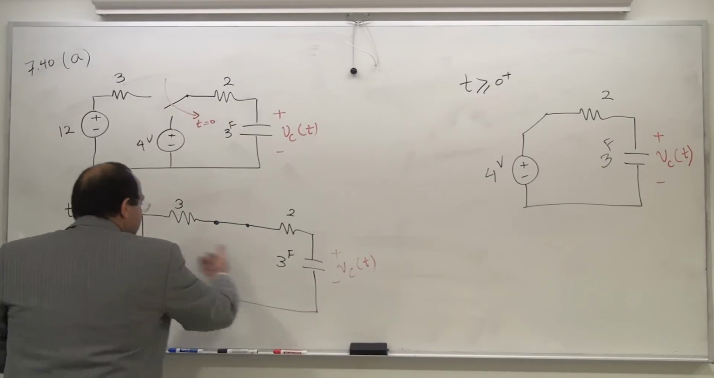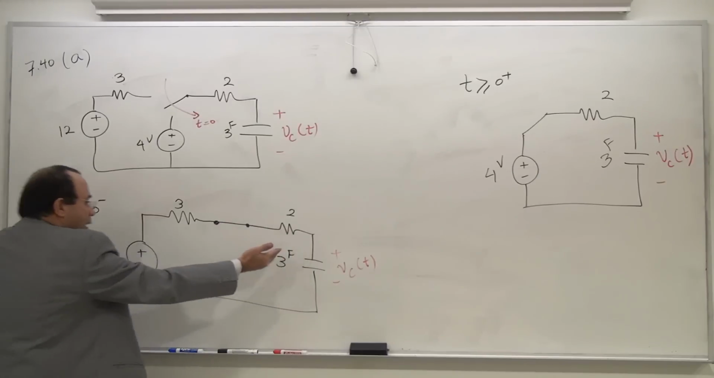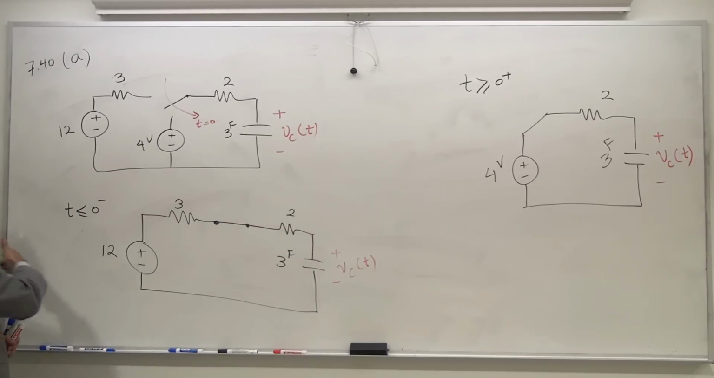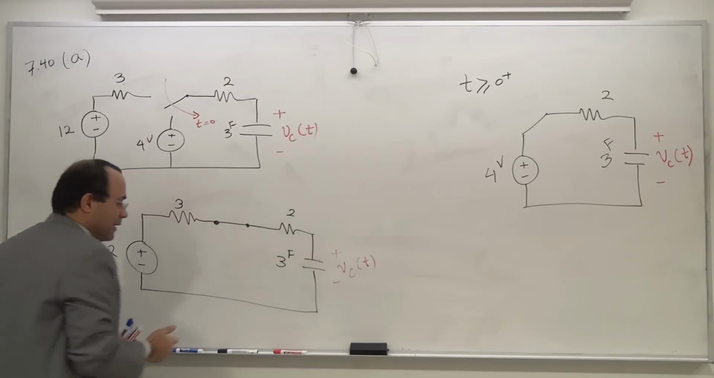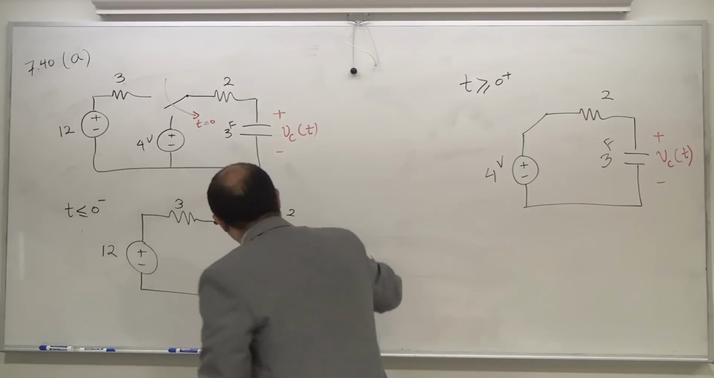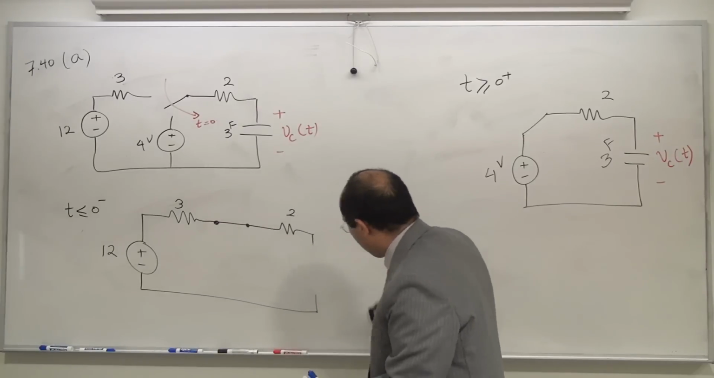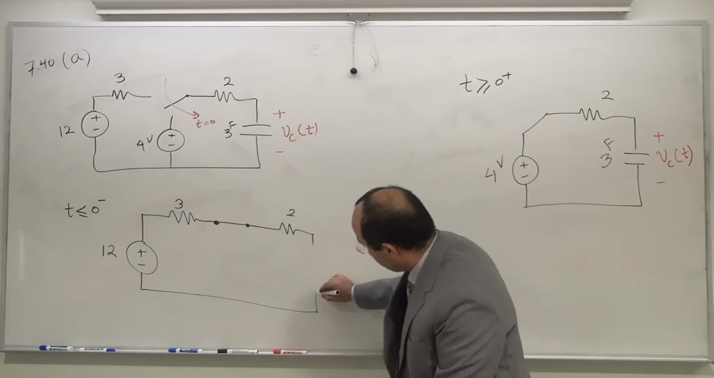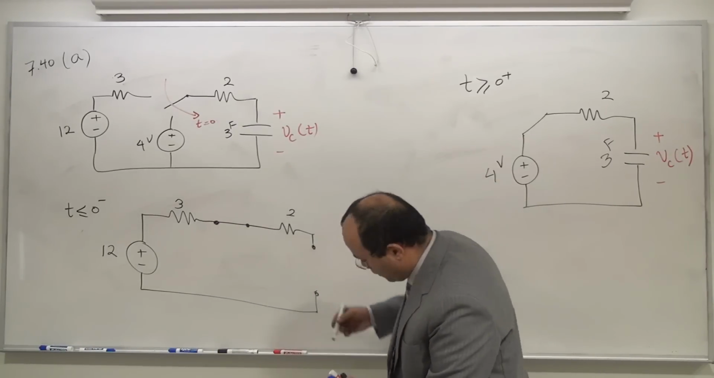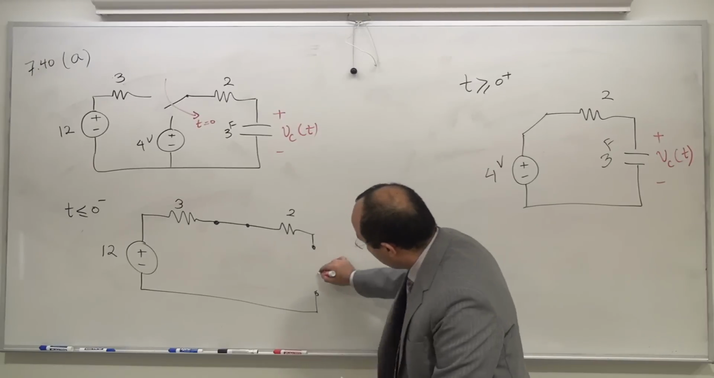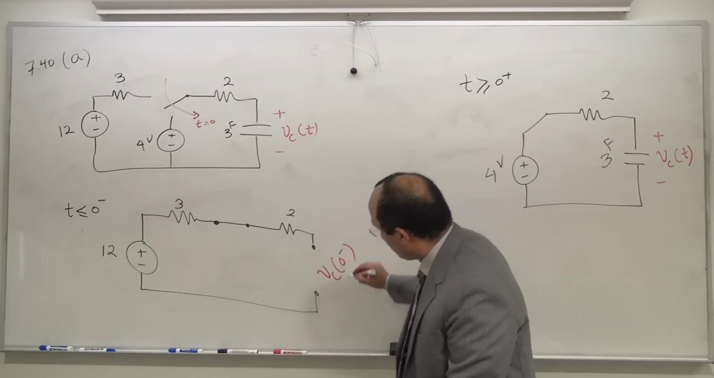When I say leave this for a long time, 0 minus versus minus 2 days, 0 minus is actually infinity to minus 2 days, and therefore this has been there for a long time. If I say it is in the long time, this is going to act like an open line, the capacitor, and this voltage is going to be Vc of 0 minus.